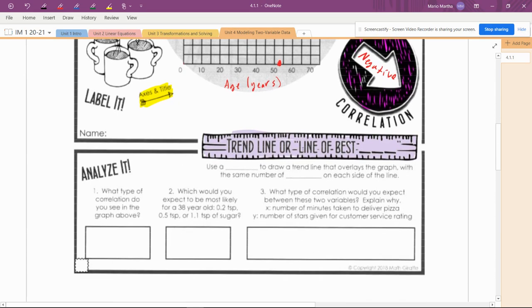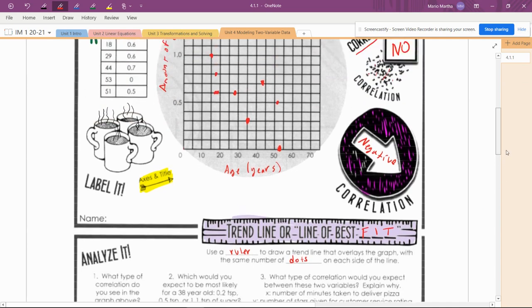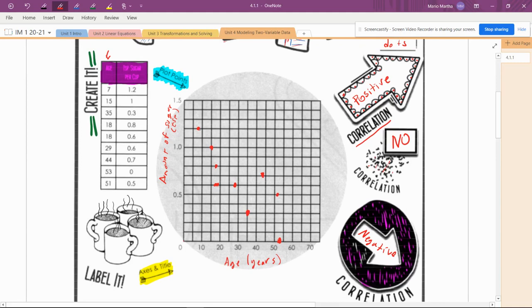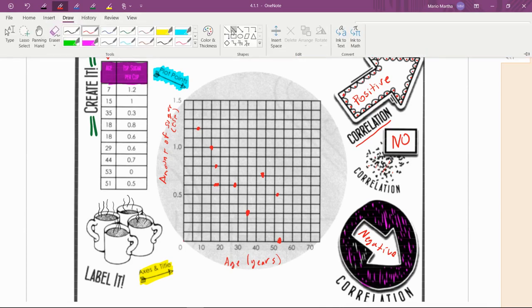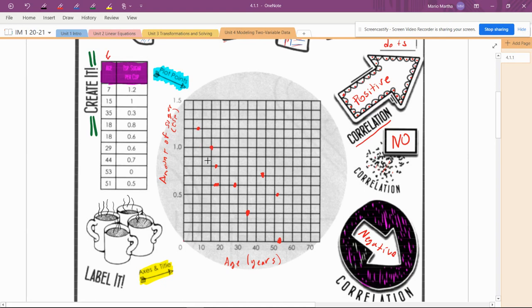So what is the trend line or line of best fit? We call it the line of best fit. It says use a ruler to draw a trend line that overlays the graph with the same number of dots on each side of the line. So we want to draw a line that not necessarily connects the dots, but has the same amount of dots on both sides. What you want to do is just draw a straight line that splits up the dots evenly.